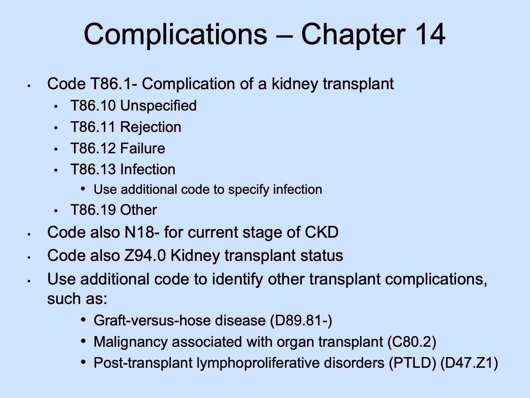So assuming the condition is indeed a complication, code first from chapter 19, T86.1, complication of a kidney transplant. Is it a rejection? Is it a failure? Is it an infection? Is it other? Is it unspecified? Hopefully it's not unspecified. Hopefully you have enough information to say what kind of complication it is. Then you're also going to code N18 for the current stage of chronic kidney disease. And then you're going to code Z94.0, kidney transplant.